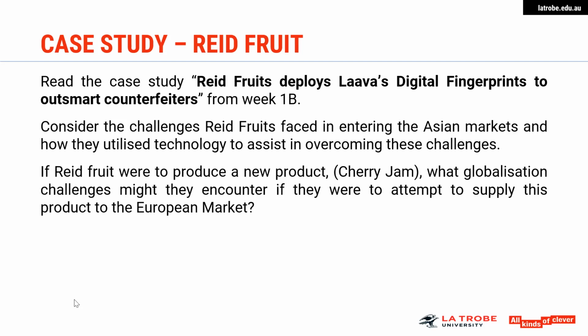That question is, if Reed Fruit were to produce a new product like cherry jam, what globalization challenges might they encounter if they were to attempt to supply this product to the European market? So here you need an understanding of globalization, you need an understanding of the challenges, and also some of the barriers that they may face and how they might resolve some of those issues or mitigate some of those risks that they need to take to enter that new market.